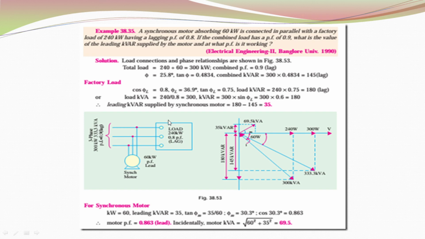So leading kVAR supplied by the synchronous motor is 180 minus 145, that is equal to 35. So for the synchronous motor, kilowatt is 60 and leading kVAR is 35. Tan phi m is equal to 35 by 60. So phi m is 30.3, cos 30.3 is 0.863, and motor power factor is 0.863 leading, and motor kVA is root of 60 square plus 35 square. That is, I am going to get the value of motor kVA as 69.5.